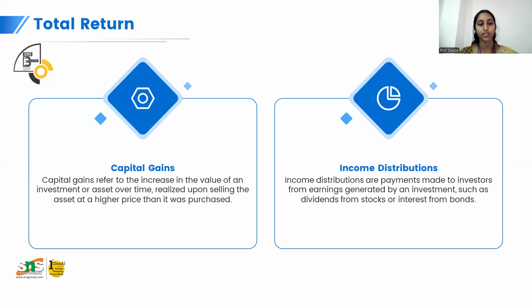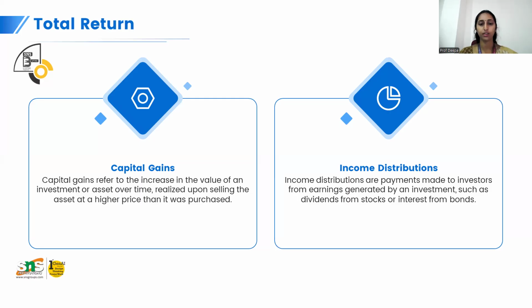After that period, you get the chance of selling the asset at a higher price. Next is income distribution, which is payments made to investors from earnings generated by the investment. The best examples are dividends from stocks or interest from bonds. From stocks, we get return in the form of dividends; on the other hand, from bonds, return comes in the form of interest.